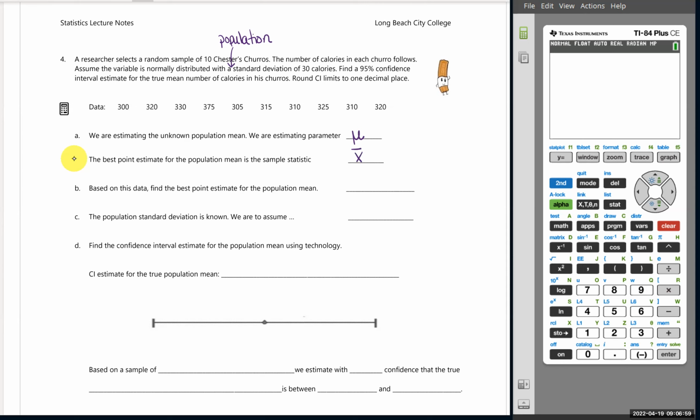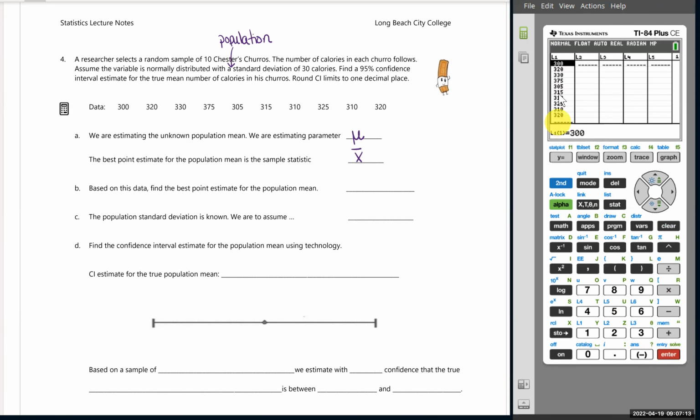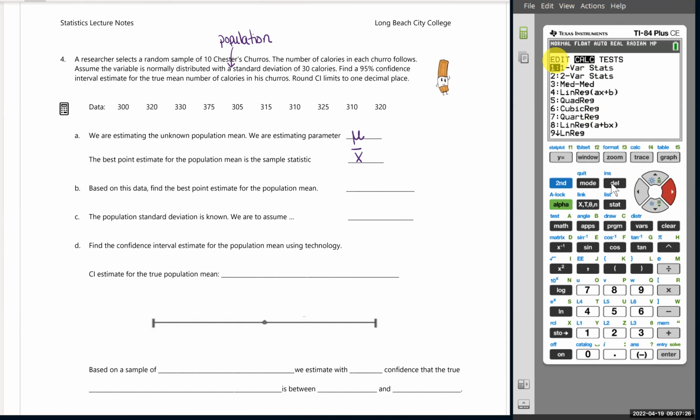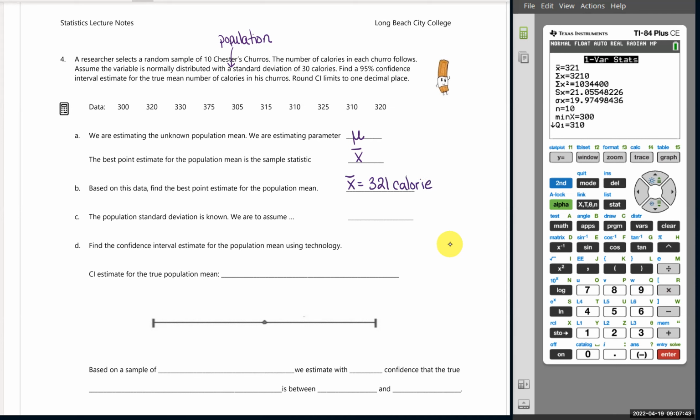All right, so based on this data, let's find the best point estimate for the mean. We would enter the data into our calculator. I have done that already, so if you want to pause and get that data into your first list, I'm going to find that mean by using one bar stats, just to review that process. So I'm going to go stat, calculate, one bar stats. And if your data is in L1, we can just hit enter. And then I see that for this sample, the average came out to be 321 calories. So 321 calories is my point estimate for the mean of all churros made by Chester.